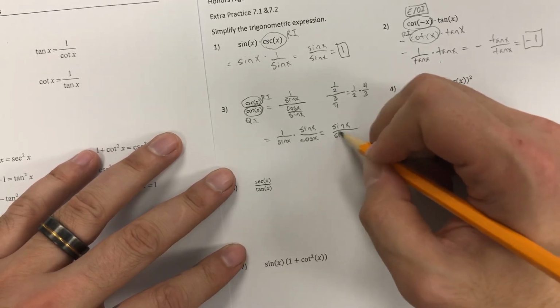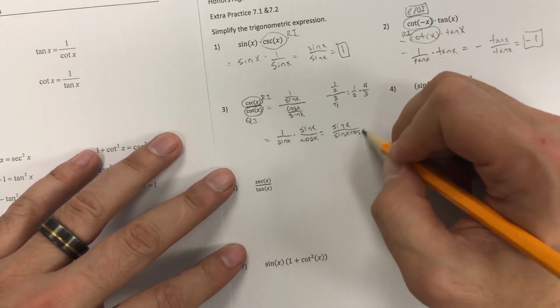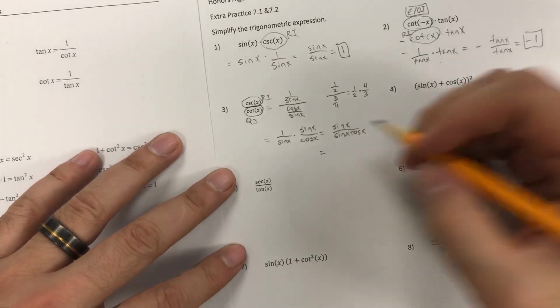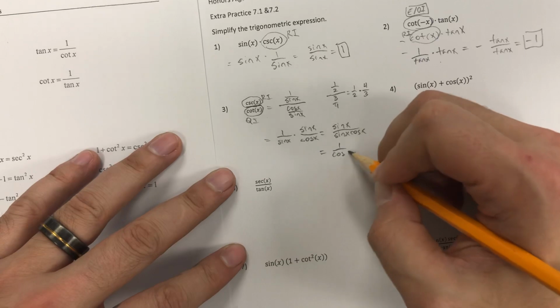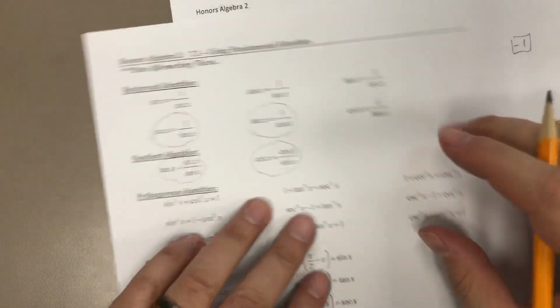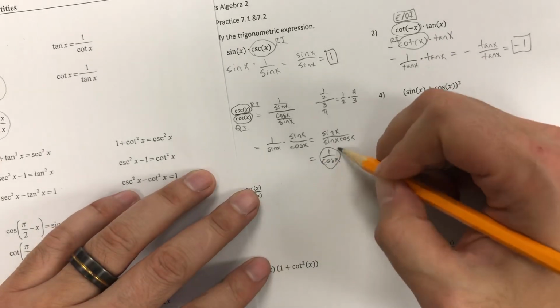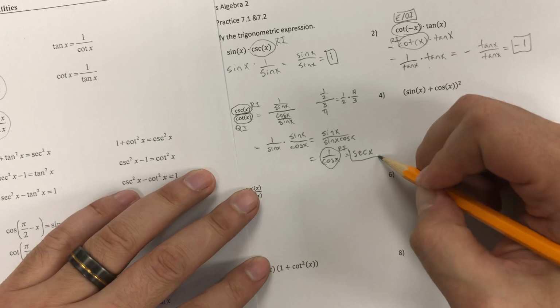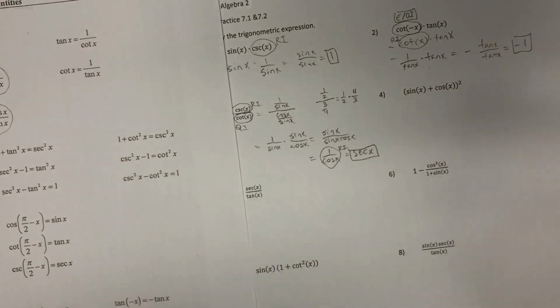Sine times cosine is sine cosine. Then I can reduce the sines, cancel, just simplify those. Sine divided by sine is 1, so I just get 1 over cosine. And 1 over cosine should be familiar because 1 over cosine is secant. That's a reciprocal identity. So just one more thing, the reciprocal identity turns that into secant. And I am simplified now.